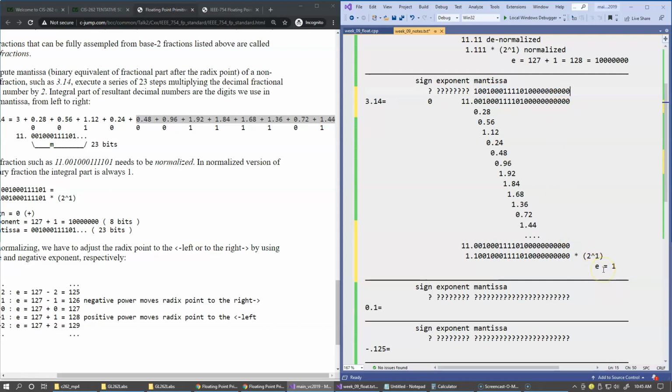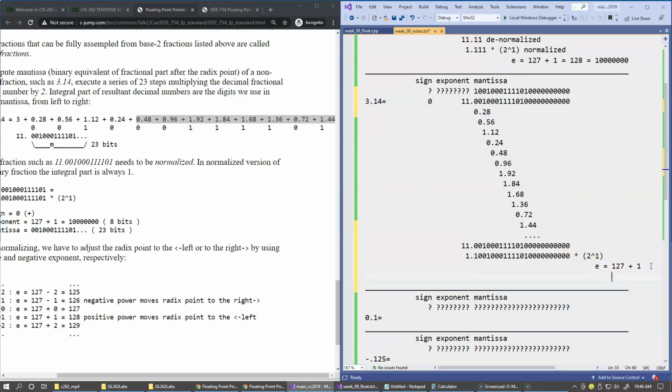Of course, the exponent is always stored as 127 plus this value. All right, so 127 plus this value. That's what we have to store. So it's 128. So basically we convert 128 to a binary number, and it's just this, right? So we're now ready to fill in this. Okay, and this is 0.